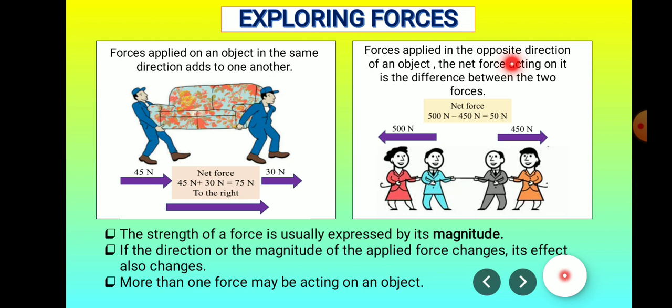When forces are applied in the opposite direction on an object, the net force acting on it is the difference between the two forces. Here, this team is applying a force of 450 Newton and the other team is applying a force of 500 Newton. So, to calculate the total force, the two forces have to be subtracted. 500 Newton minus 450 Newton, that is 50 Newton, which is the total force acting on the object.